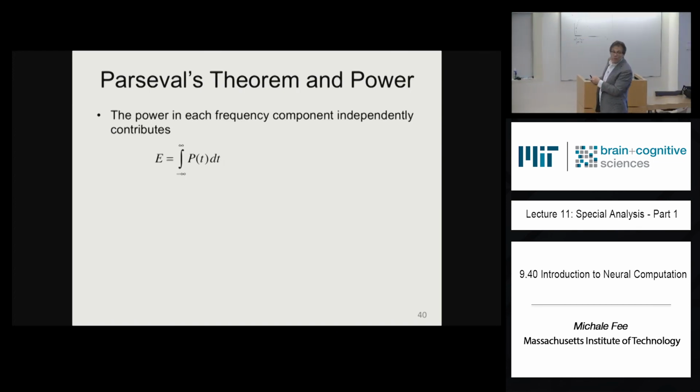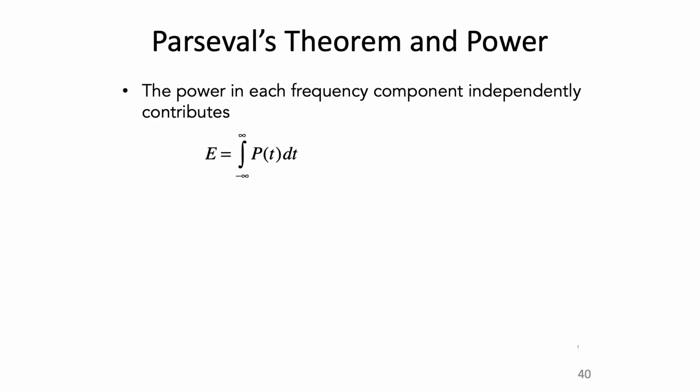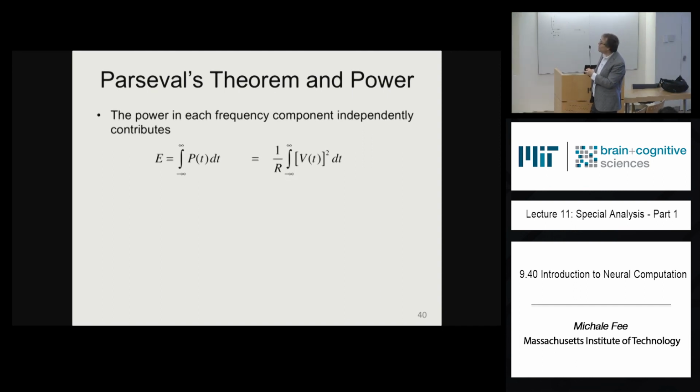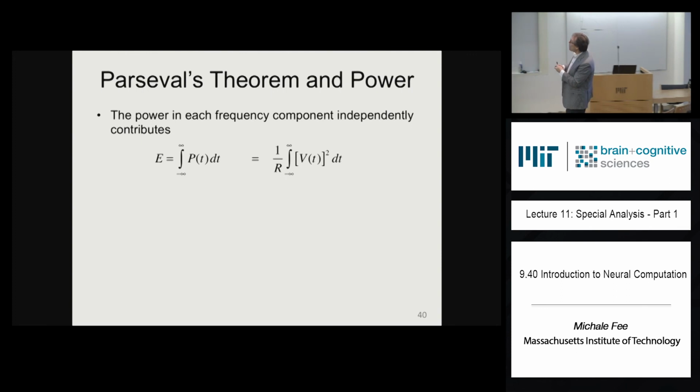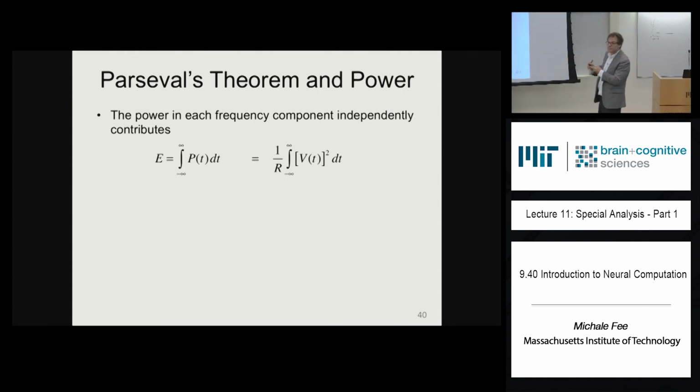So let's think for a moment about the energy that is dissipated by a signal. Okay, so energy is just the integral over, right? Power is per unit time. Total energy is just the integral of the power over time. So power is just equal to V squared over R. So I'm just going to substitute that in there. So the energy of a signal is just 1 over R times the integral of V squared over time, right?